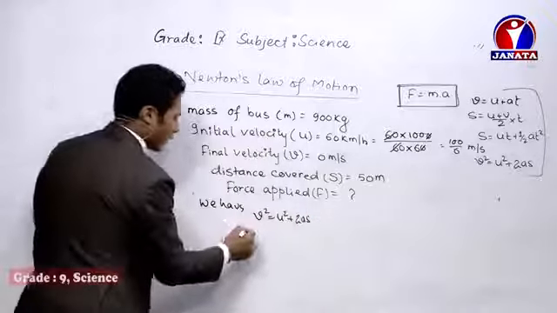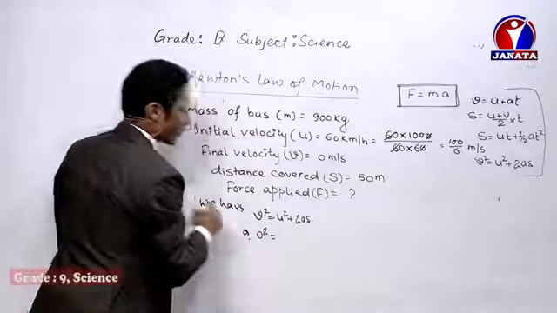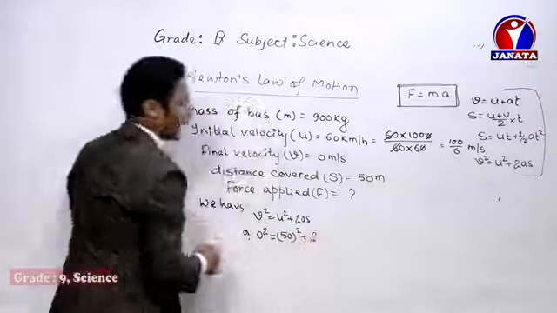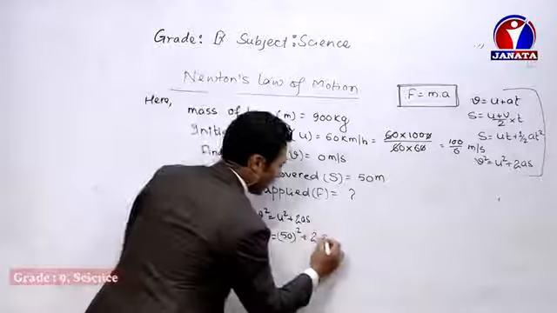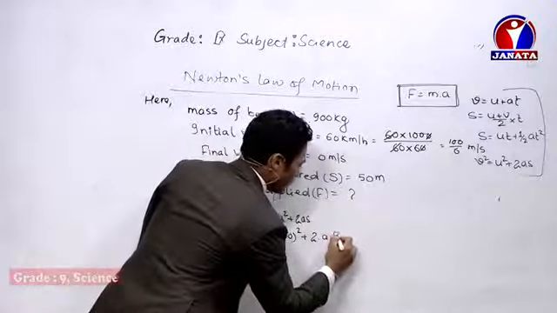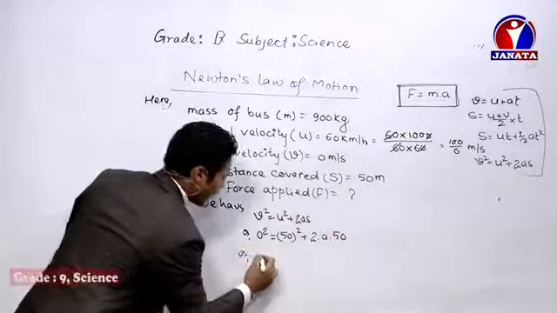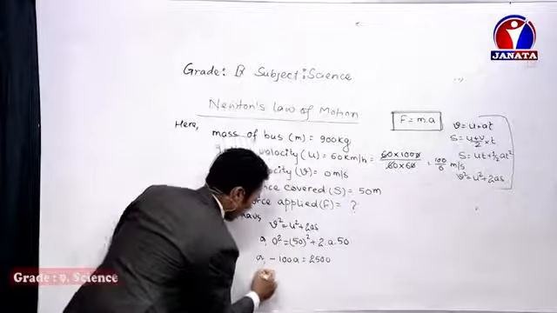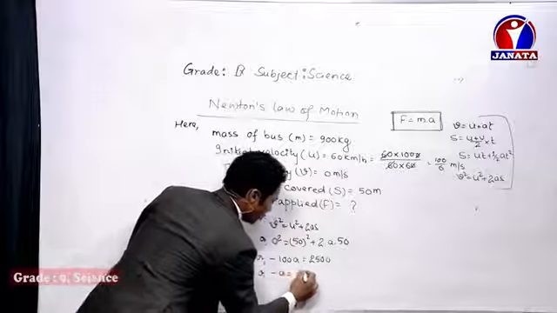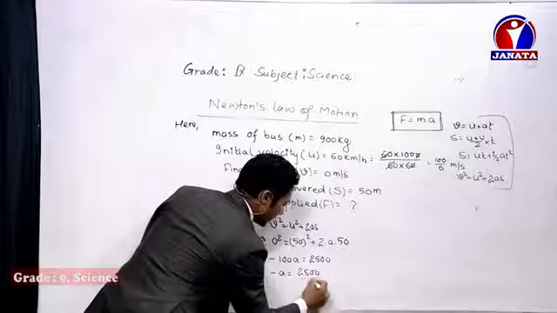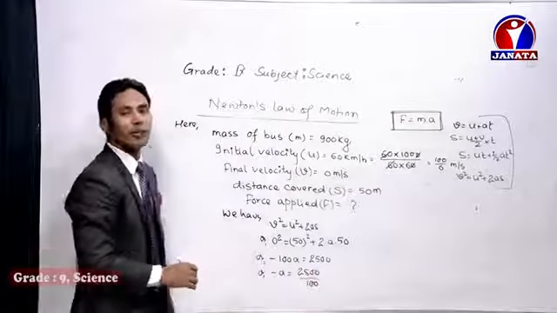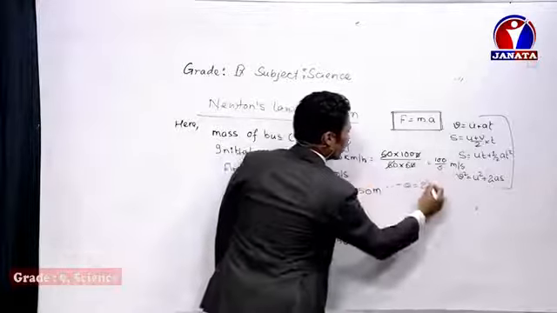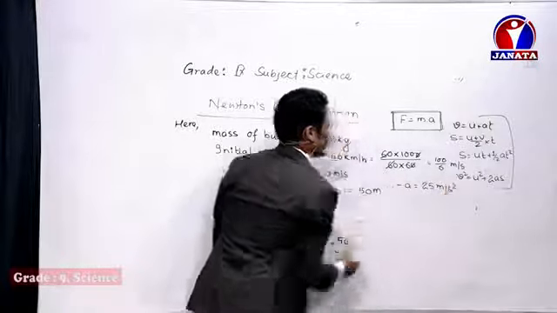So V square is 0, 0 square equals U, which is 50 to the square, plus 2, and the acceleration we need to calculate, so A, and the distance is 50. So 0 equals minus 100A plus 2500, or A equals 2500 divided by 100. That is 25 meter per second square. Therefore, retardation equals 25 meter per second square.